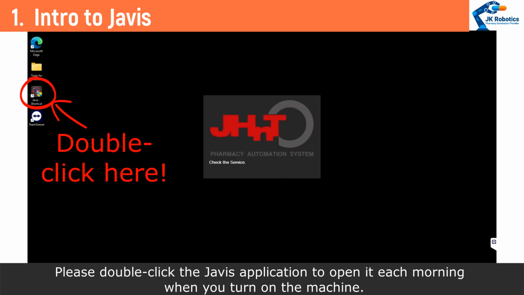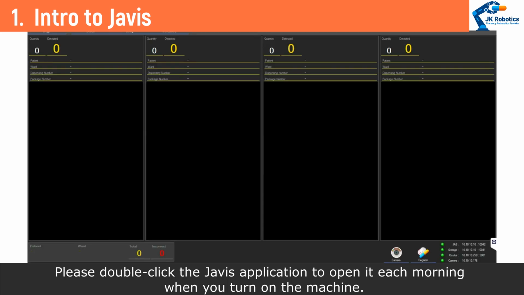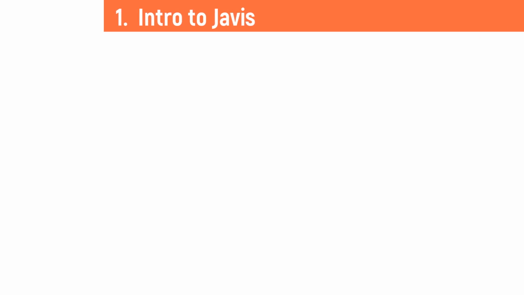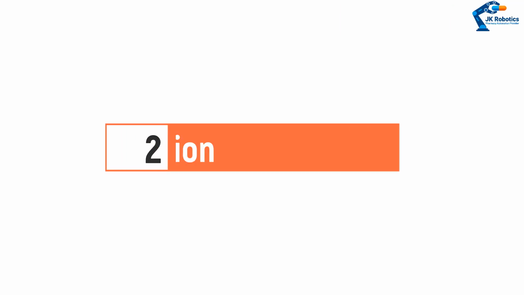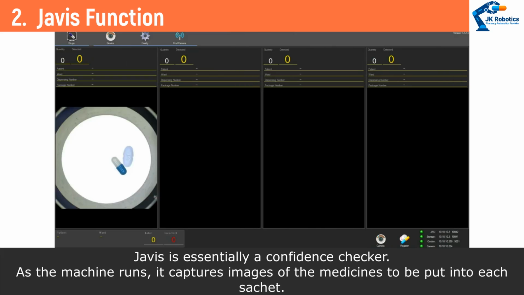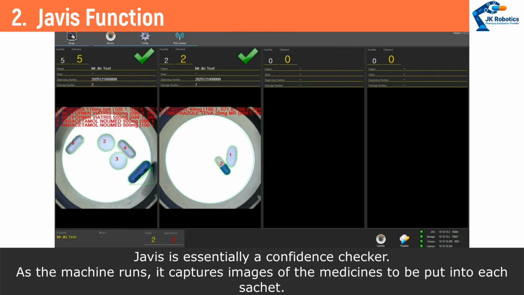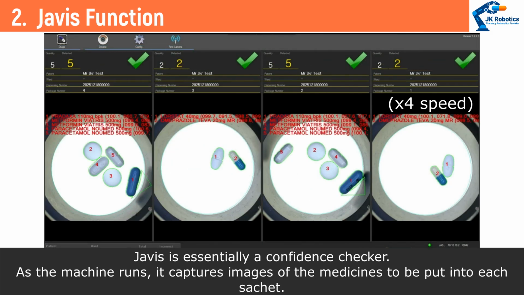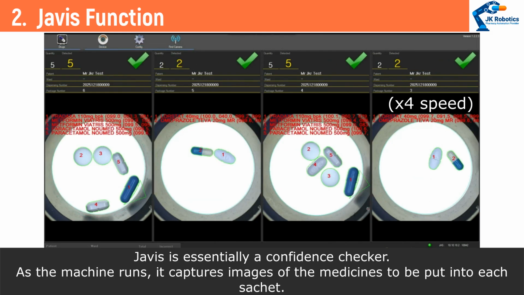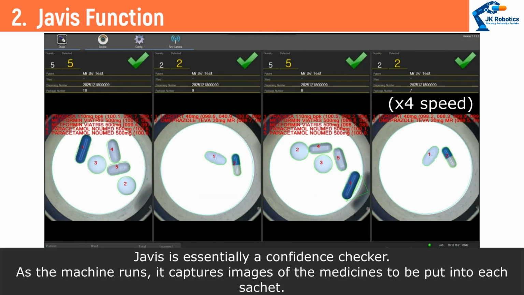Please double-click the Javis application to open it each morning when you turn on the machine. Javis is essentially a confidence checker. As the machine runs, it captures images of the medicines to be put into each sachet.